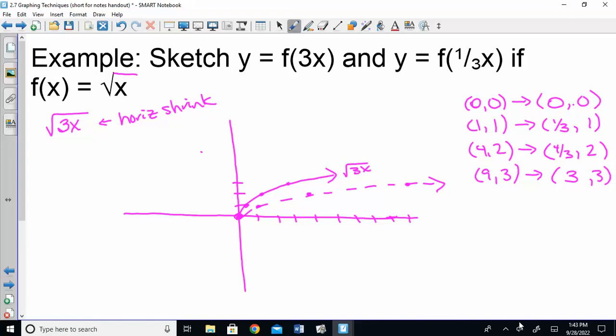So a horizontal shrink looks a lot like a vertical stretch. When you take it and you squish it in, it's forcing it to get taller. And that's what happened. We kind of compressed it this way, so it got taller. That one okay?